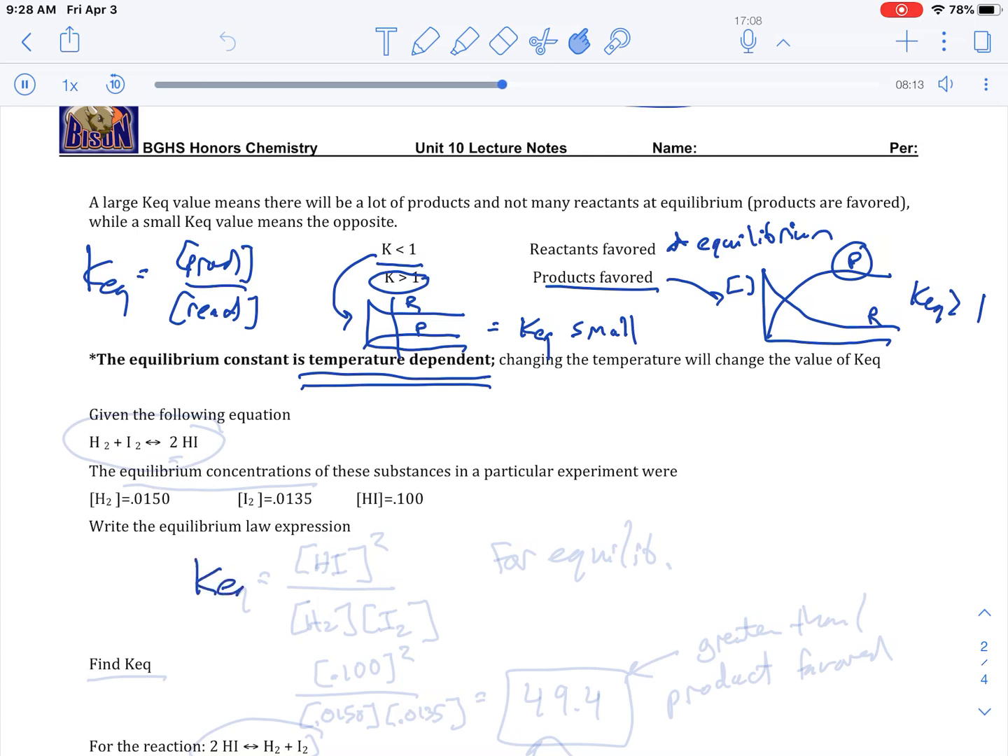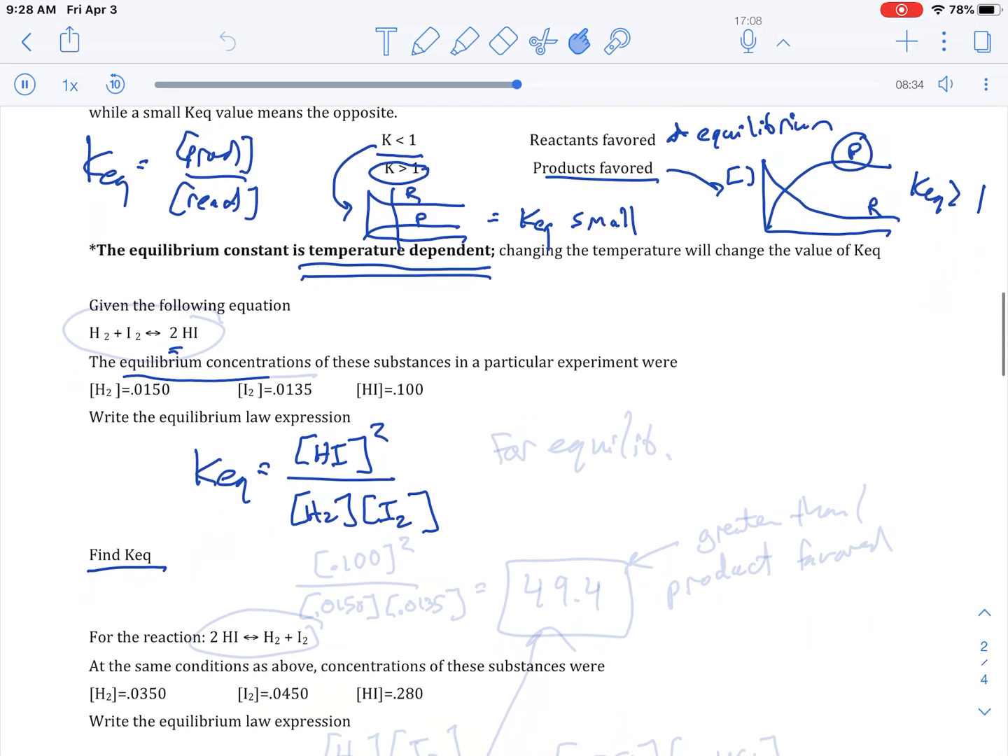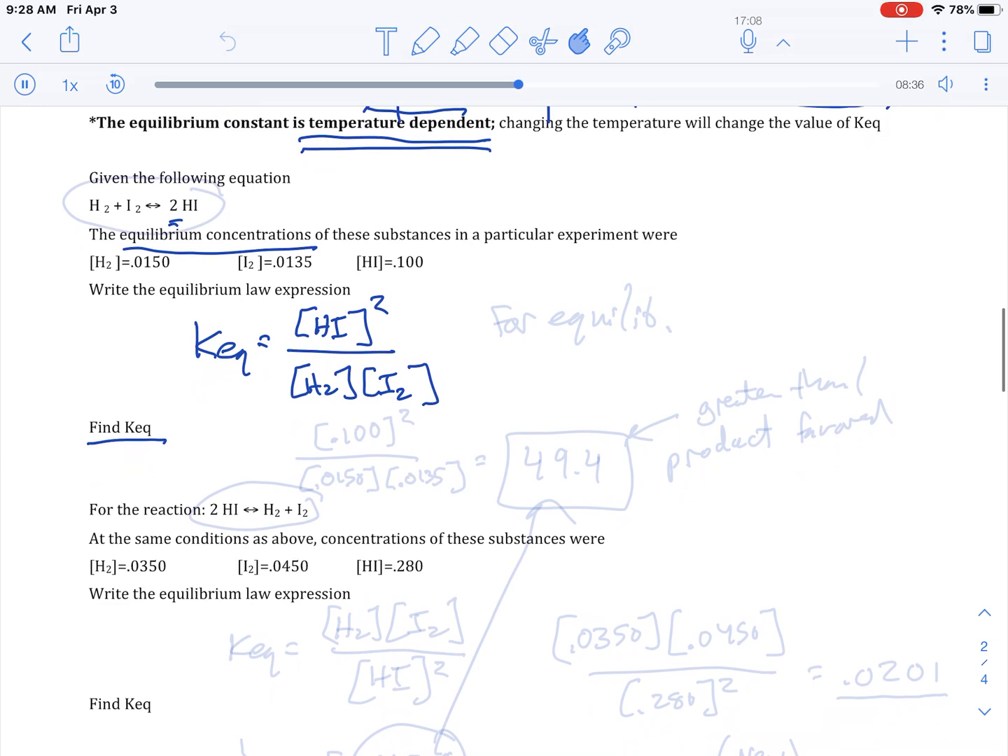Okay, so the KEQ is going to take the products, which is hydrogen iodide. We're going to square that because of the coefficient of 2, over the concentration of hydrogen and iodine. Now, the next step is to find the value for KEQ. Well, they gave us equilibrium concentrations, and so this setup is for equilibrium. We can go ahead and substitute in the values.